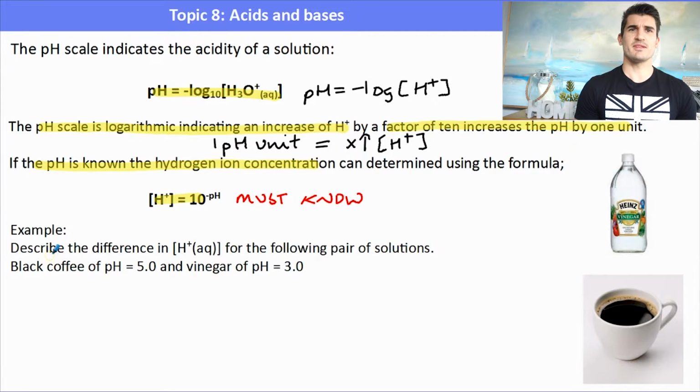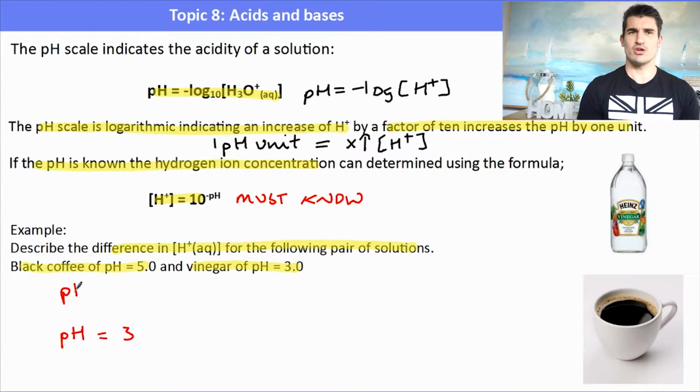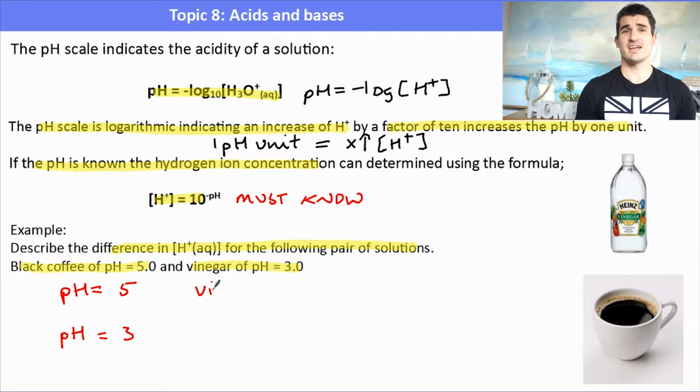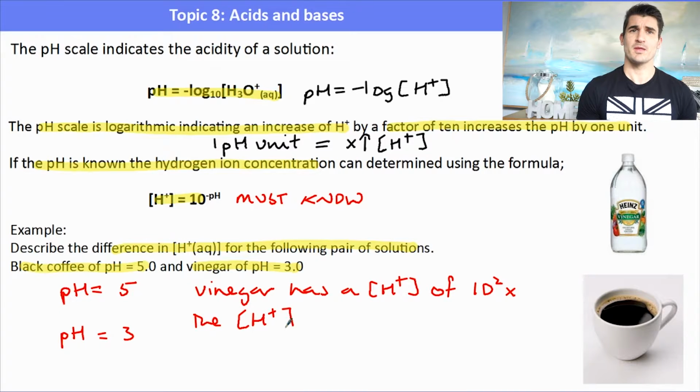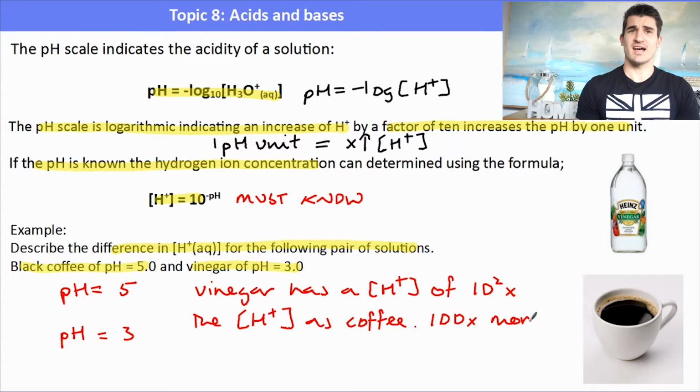So here's an example. Describe the difference in H plus concentration for the following pairs of solutions. Black coffee at a pH of 5 and vinegar with a pH of 3. So if we think of this in terms of the pHs, we can see that vinegar is more acidic than the coffee. So vinegar has a hydrogen ion concentration of 10 to the power of 2 times that of the coffee because it's 2 pH units lower. That is, it's 100 times more acidic than the coffee. 10 to the power of 2, or 10 times 10, is 100.